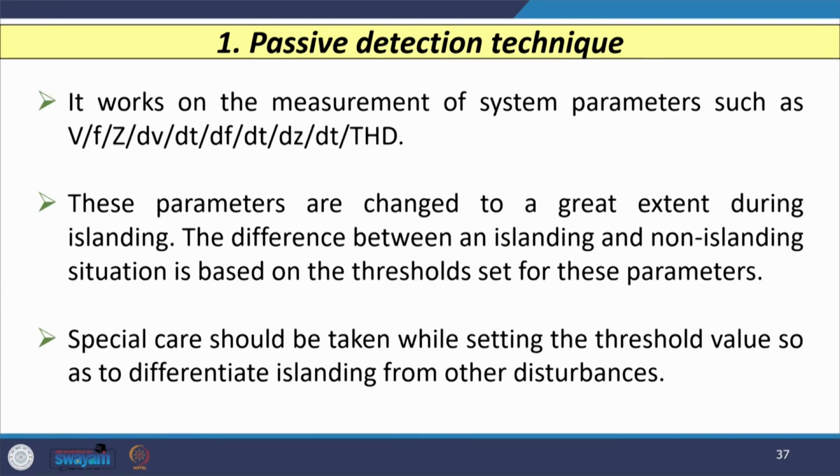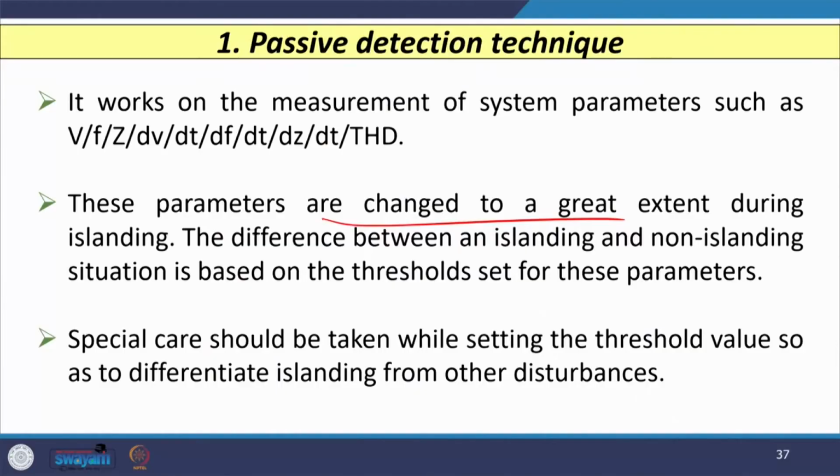So, the passive detection technique works on the principle of measurement of several parameters such as voltage, frequency, impedance, let us say rate of change of voltage, rate of change of frequency, rate of change of impedance, harmonic distortion and so on. Any such parameter can be used, and based on that a certain decision is to be taken. These parameters change to a great extent during islanding condition. So, the difference between the islanding and non-islanding situation can be assessed by comparing these parameters with some predetermined threshold value.